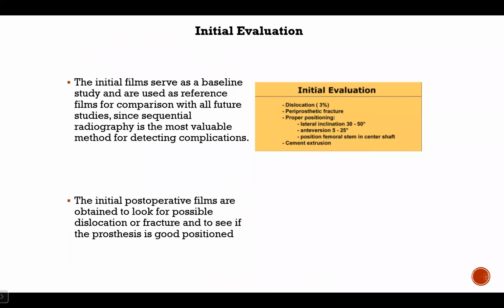The initial evaluation. Initial films serve as a baseline study and are used as a reference film for comparison with all future radiographs, since sequential radiography is the most valuable method for detecting complications. The initial postoperative film is obtained to look for possible dislocation or fracture and to see if the prosthesis is well positioned.